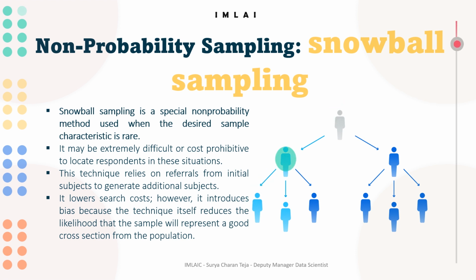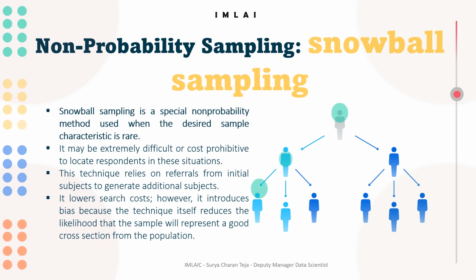In this method, the researcher identifies an initial group of individuals who meet certain criteria and then asks these individuals to refer other individuals who also meet the criteria. So that's what is called snowball sampling.